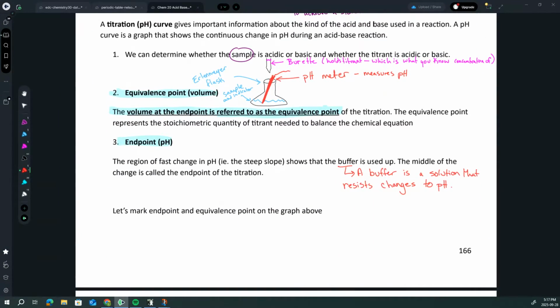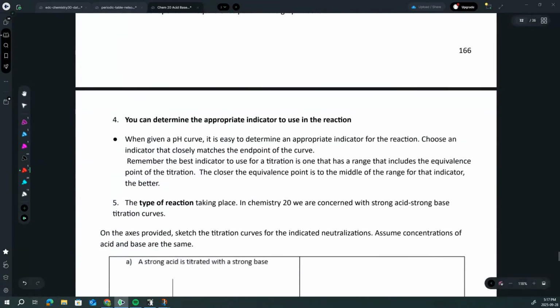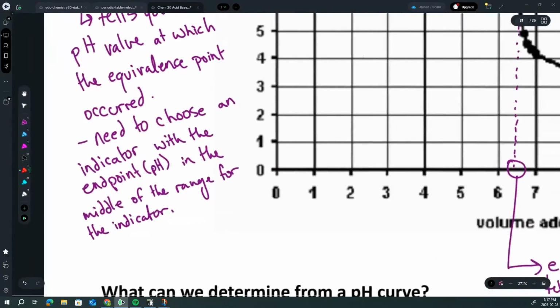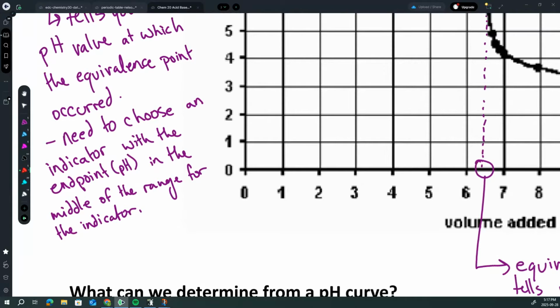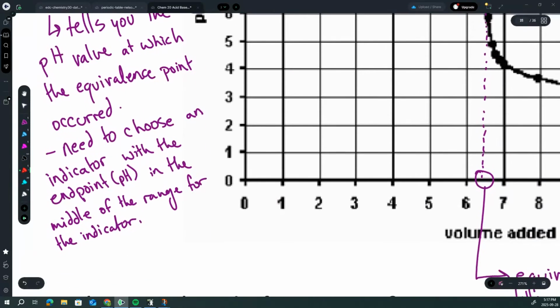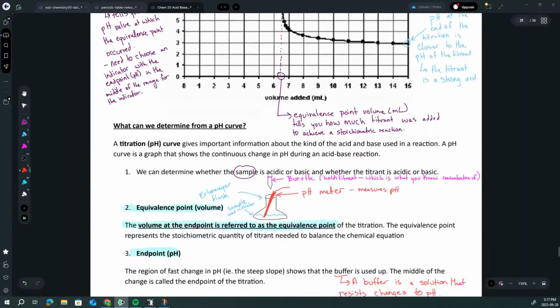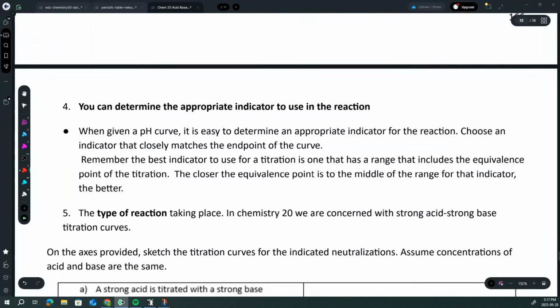Okay, we've already marked out the endpoint and equivalence point on the graph above, so I'm just going to keep on going here. Okay, we can also determine the appropriate indicator to use in the reaction. As I said above, how you choose your indicator is you've got to make sure that the endpoint, which correlates to pH, is going to be in the middle of the range of the indicator. Okay. So when given a pH curve, it's easy to determine an appropriate indicator for the reaction. Choose an indicator that closely matches the endpoint of the curve.